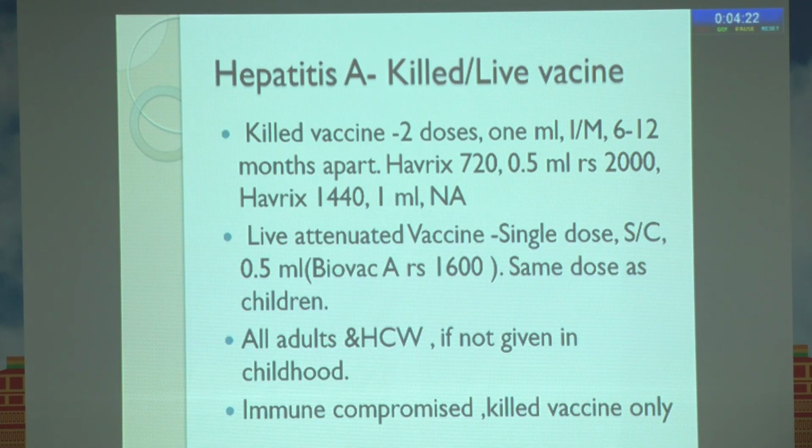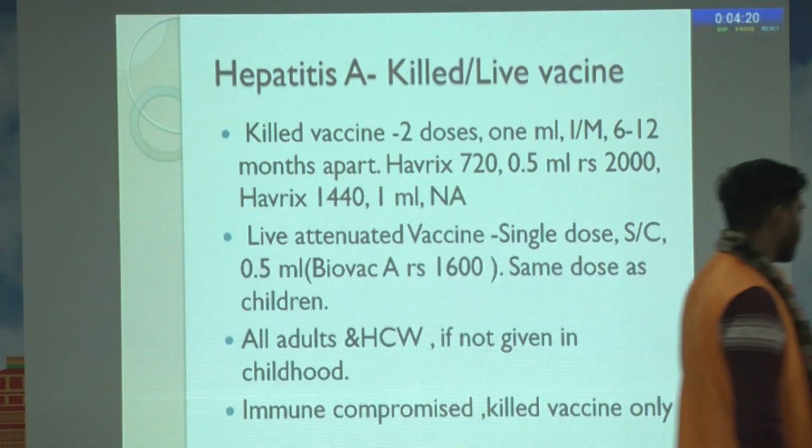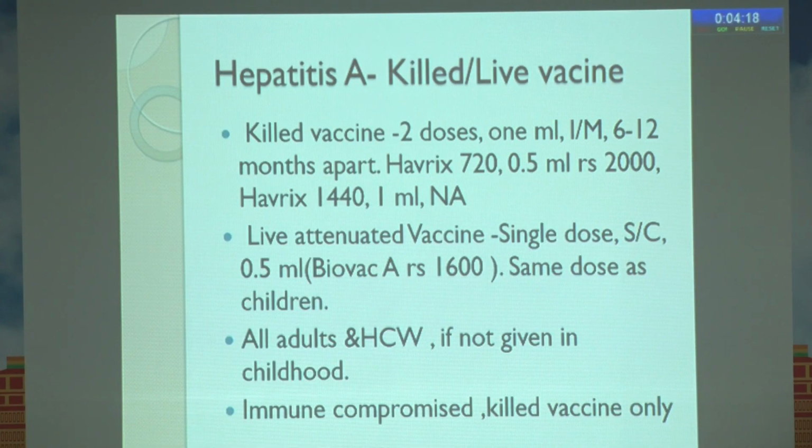Coming to hepatitis A vaccine, there are 2 different types of vaccines. Killed vaccine, 2 doses are given. In children, half ml, and in adults, 1 ml. And second is a live attenuated vaccine. Single dose is given, 0.5 ml, the same dose for small children as well as for adults. All adults, all healthcare workers, all doctors, they should get it if not given in childhood. If a person is immune compromised, only killed vaccine should be used.